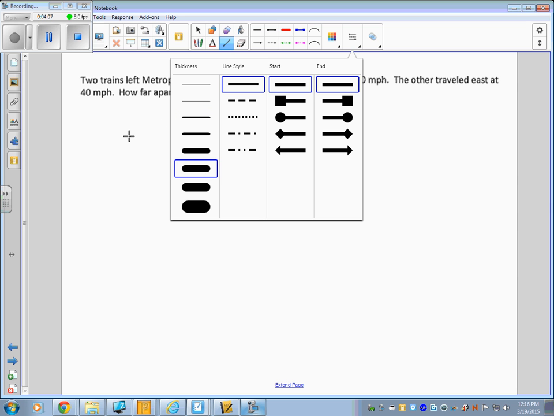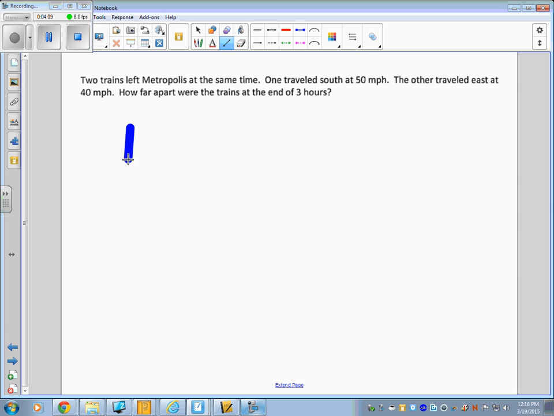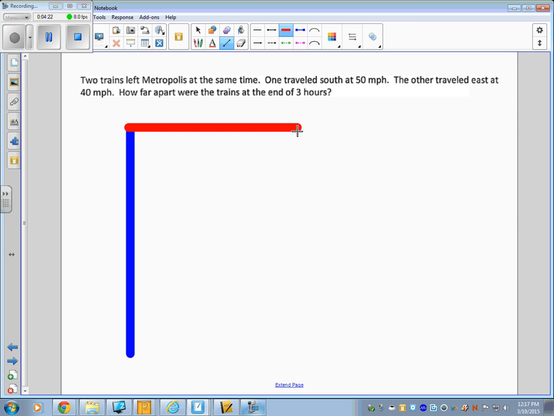It went there for 3 hours, and it went 50 miles per hour, so that's going to be 150 miles going south. It went east at 40 miles per hour. How far did it get in 3 hours? It got 120 miles. So that's this side. You'll have to remember that south and east are at 90-degree angles to each other. So this is going to be side B. This is going to be side A.